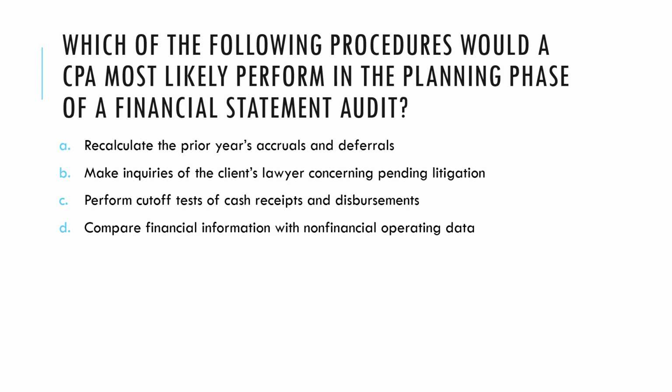Notice that the recalculation of the prior year's accruals and deferrals, the inquiries of the client's lawyers, and the testing of cash receipts and disbursements all happen within the actual testing phase, or in the case of letter B, even near the completion phase. So the only thing here that is done normally in the planning phase is the comparison of financial information with non-financial operating data, which is also normally associated with the performance of our preliminary analytical procedures, which is done during the planning phase. So the answer is Delta.